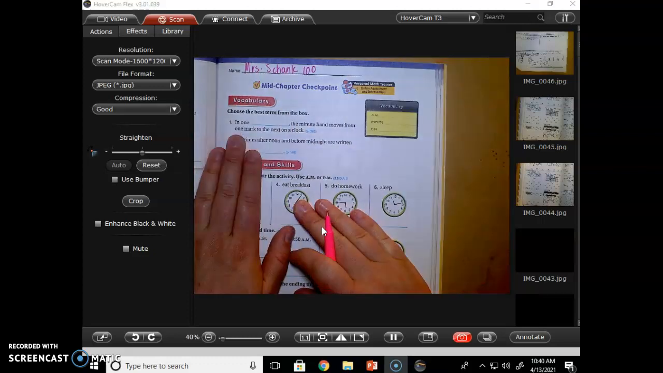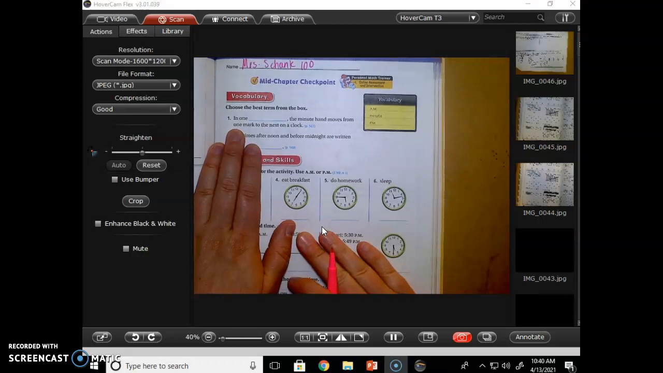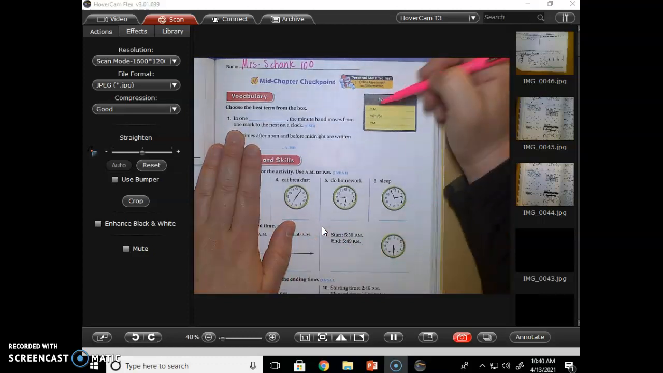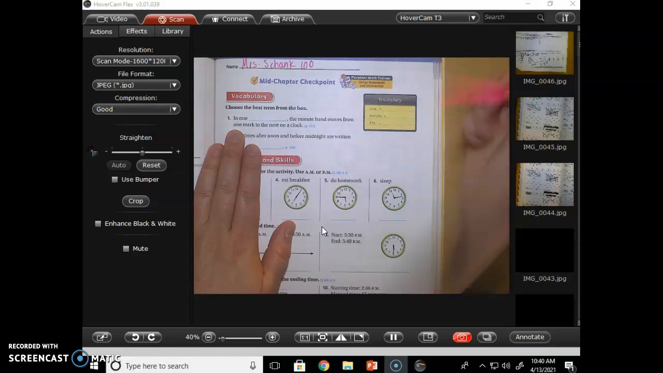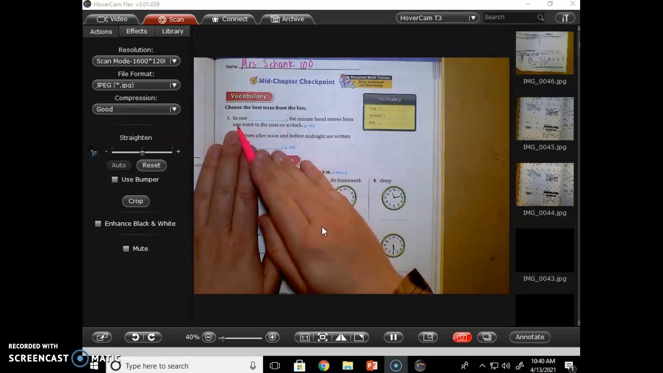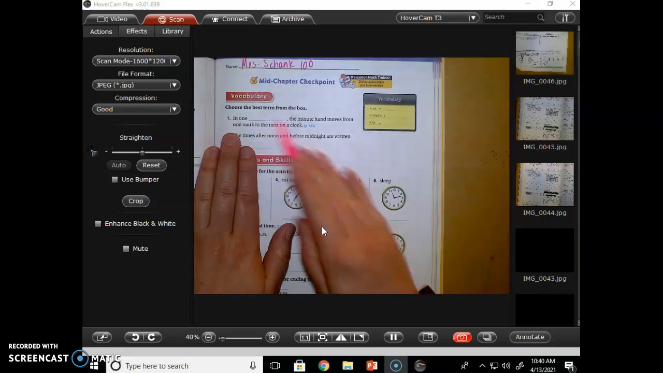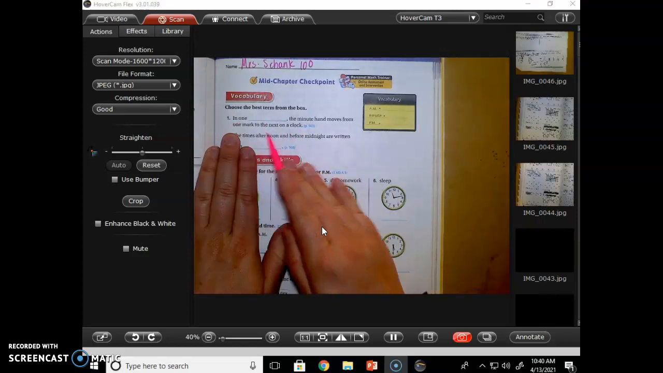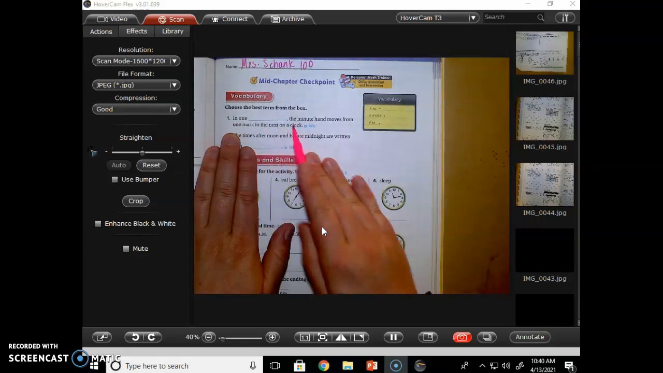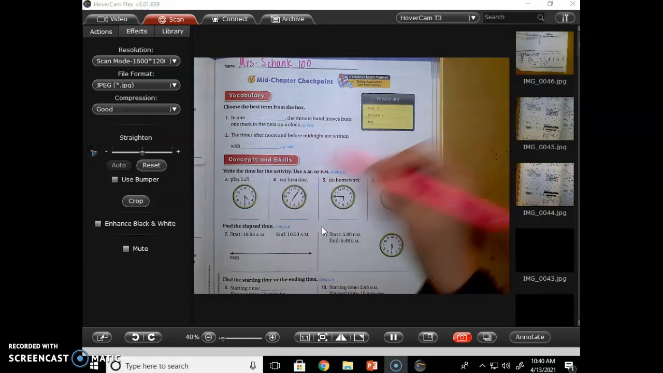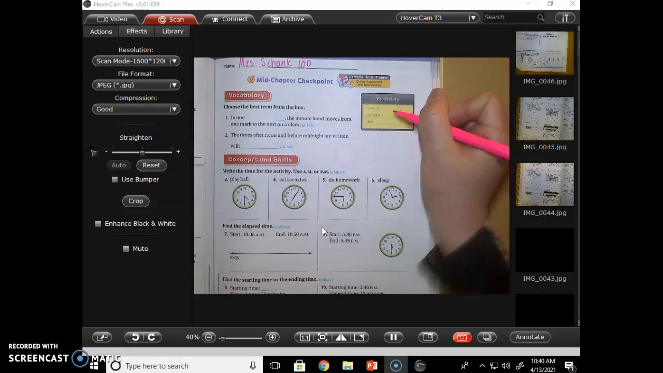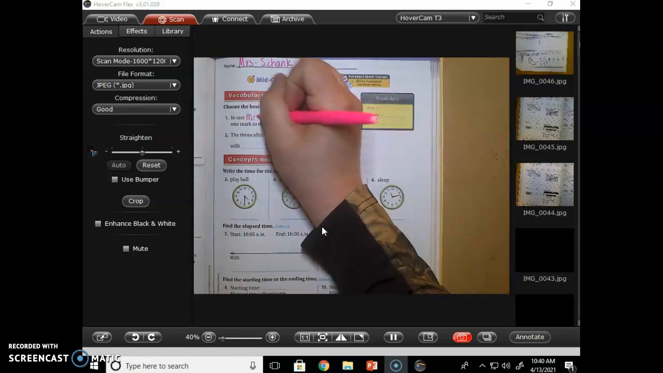Okay? We have our vocabulary at the top. We're going to work this vocabulary section together. It says our vocabulary words are AM, minute, PM. Choose the best term for the box. Number 1. In one blank, the minute hand moves from one mark to the next on a clock. So if it's moving from one of these little marks to the next little mark, we call that a minute. In 1 minute.